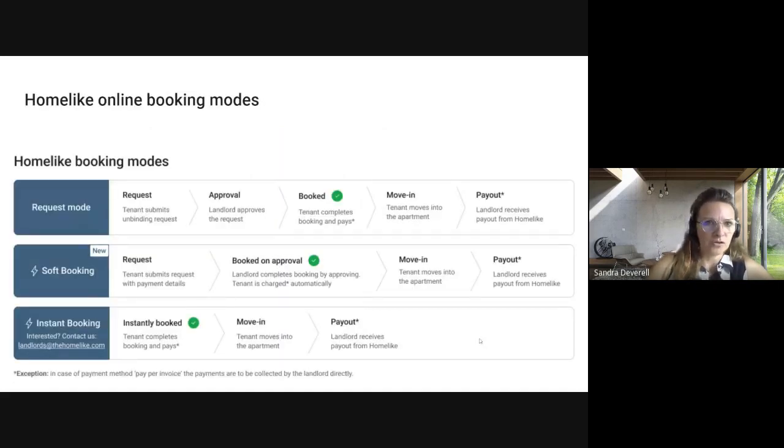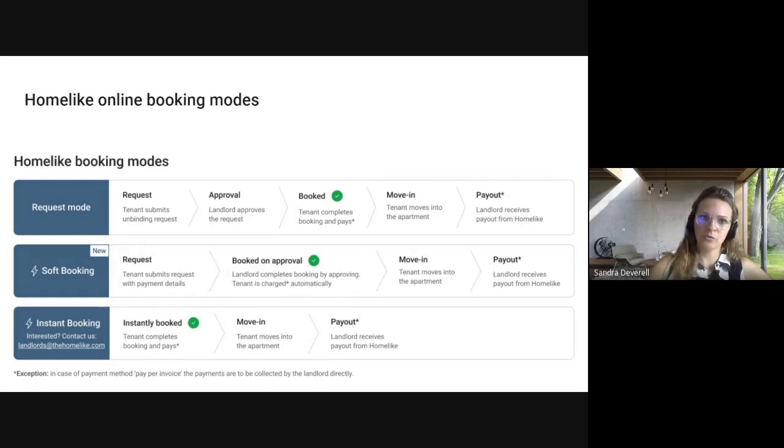Here are the current booking modes, very briefly, introducing how you can receive bookings or requests through our platform. The first mode, the most traditional one, is the request mode, where a request of a possible guest is sent via the platform to our suppliers. The supplier then receives an email or a notification on his mobile, proceeds to approval, and only once approved, the tenant can make the payment so that the apartment is booked. Then move-in follows, and the payout, which is the first month's rent, is handled through our platform. Every following month would be directly through you.